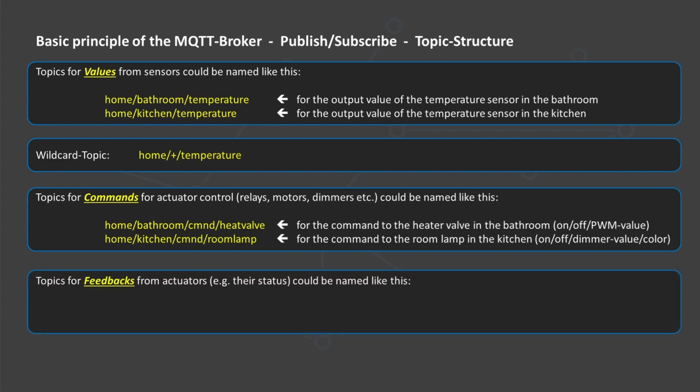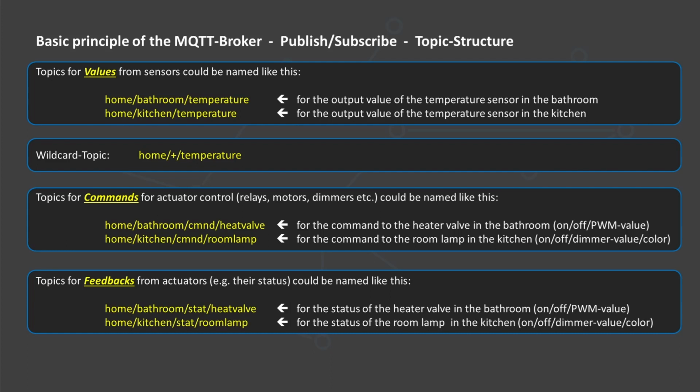Topics for feedbacks from actuators, for instance, their status, could be named like this: home, bathroom, stat, heat valve for the status of the heater valve in the bathroom, again like on, off, PWM value, or home, kitchen, stat, room lamp for the status of the room lamp in the kitchen, again like on, off, dimmer value, color, or maybe error. Here is clear that this topic is a status topic, but also here you are free to choose a name. The name or structure of a topic is an individual matter of taste.